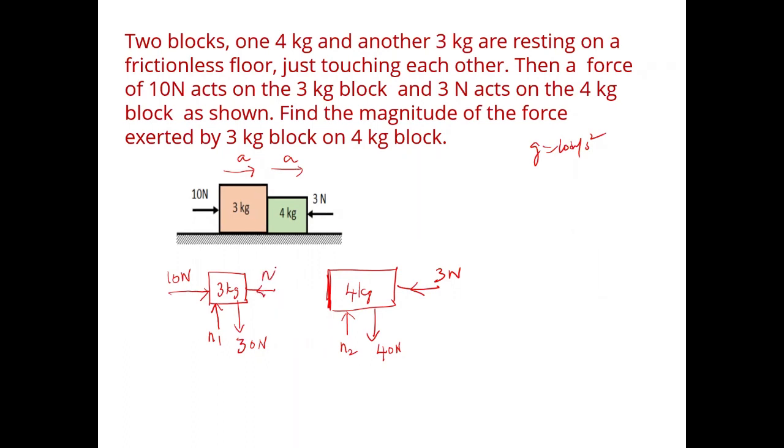If I write this small n to be the force exerted on the 3 kg block, and this will be the same, these two forces are equal and opposite. The force exerted on 3 kg by 4 kg, and this N again, is an action-reaction pair. This is what we have to find out. Is it clear? So now I have represented all the forces acting on these two blocks: normal force, weight, applied force, and between 3 kg and 4 kg, they are touching each other, and the force exerted by one block on the other, that action-reaction force, only that we are going to calculate.